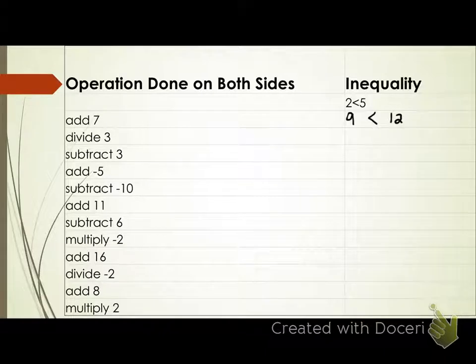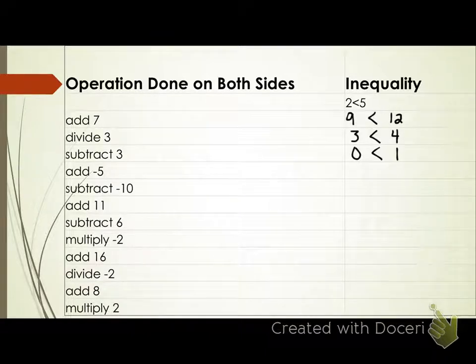So, divide by 3. What's 9 divided by 3? 3. 12 divided by 3? 4. And what's my inequality symbol? The same. It's less than still, right? Now we're going to subtract 3 from both sides. What's 3 minus 3? 0. 4 minus 3? 1. And my inequality symbol? Same. Less than.